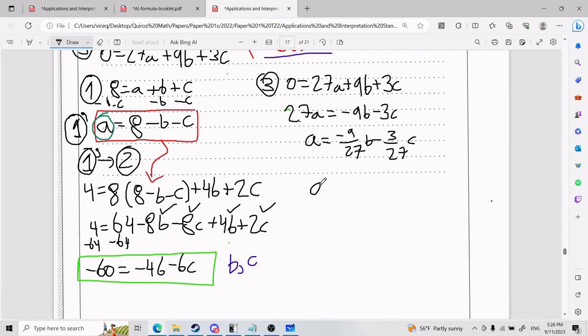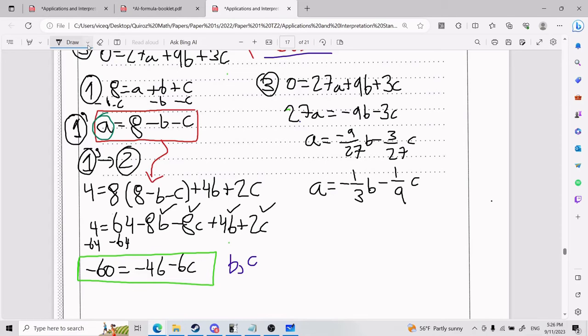Those fractions look kind of weird, so I'm going to go ahead and simplify a little bit. This first term is going to turn to negative 1/3 b, and this second one is going to turn into, I'm pretty sure it's 1 over 9c. Yes, it is 1 over 9c.